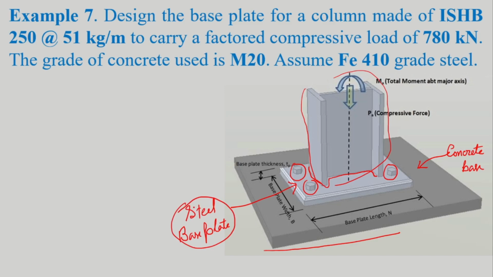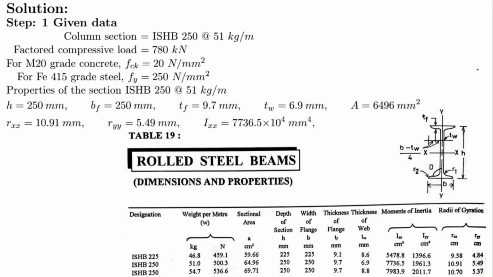So let me start the example. Design the base plate for a column made of ISHB 250 at the rate 51 kg per meter to carry a factored compressive load of 780 kN. The grade of concrete is M20. Assume Fe 410 grade steel. So let's start the solution part.